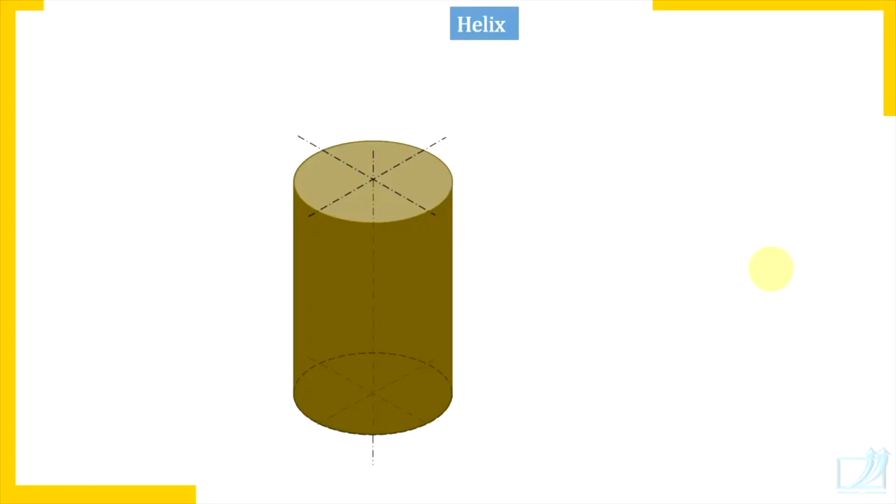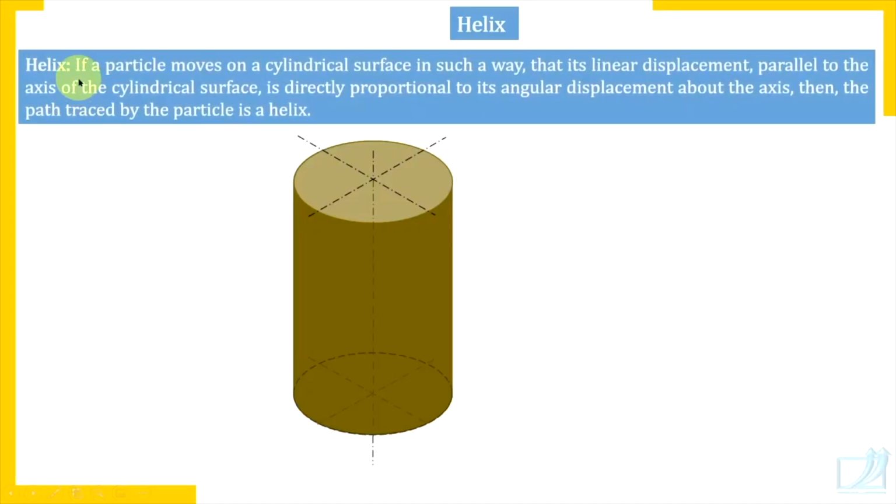So let's get started. Now first of all, how helix is defined, try to understand. If a particle moves on a cylindrical surface in such a way that its linear displacement parallel to the axis of cylindrical surface is directly proportional to its angular displacement, then the path traced by the particle is a helix.